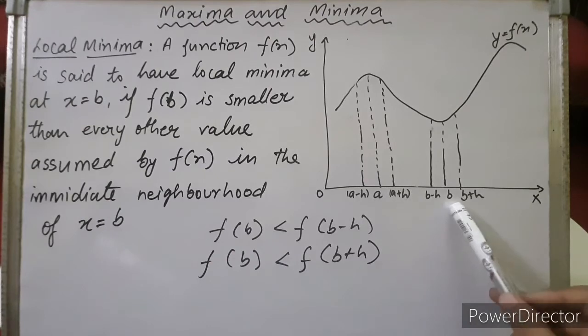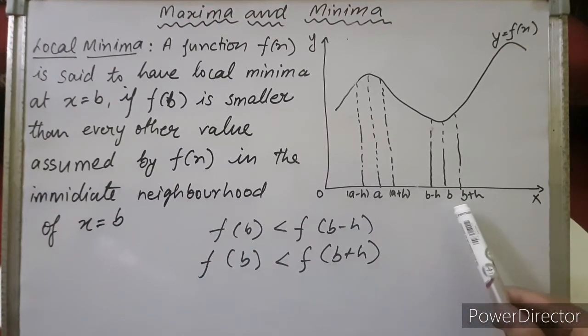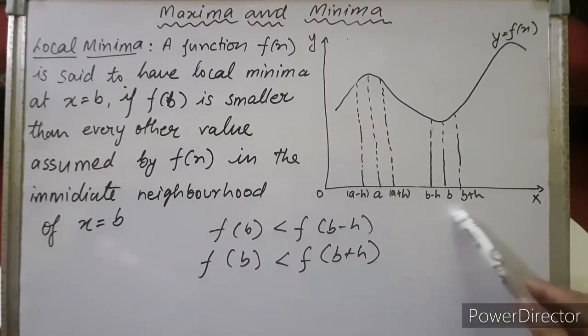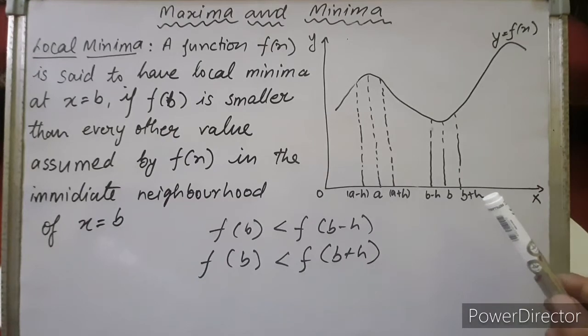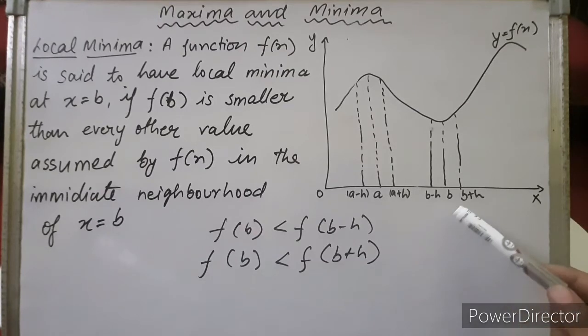That means, what are the neighborhoods of b? We have assumed that h is a very small value tending towards 0. So the neighborhood of b will be b - h or b + h. So we say that when f(b) is less than f(b - h) and f(b) is less than f(b + h), these are the immediate neighborhoods of the value of the function at b, right children? So when the value of the function at b becomes lesser than its neighboring values, then we say that the function has a local minimum value at x = b. Alright children, note down the definition please.